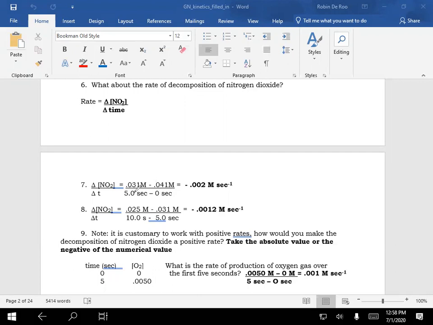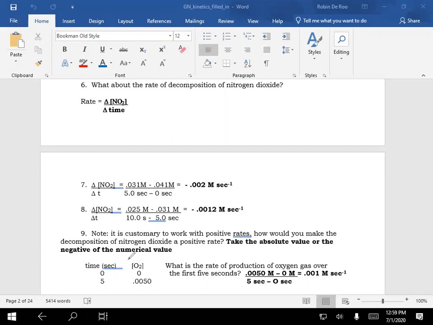So we have more data. We have the data that at 10 seconds, it's 0.025 molarity. So we calculate our rate between 5 seconds and 10 seconds to be 0.0012 molarity per second. So note it's customary to work with positive rates. So how would you make these rates positive? You can either take the absolute value of the rate or the negative of the numerical value.